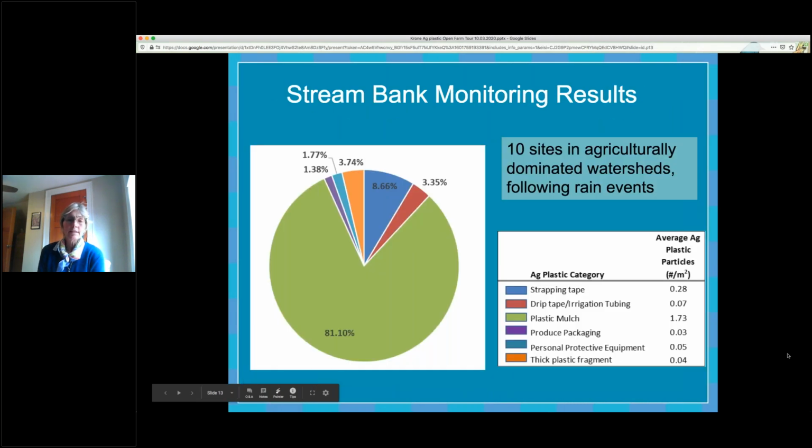So this is the results from our bank monitoring. We by far found more plastic mulch than any other kind of material, and that's not surprising. It's very lightweight. It's easily transported by the wind or by water. And there's a lot of it that's used in Monterey County, so it breaks into small fragments, and we primarily found small pieces less than 2 inches across.